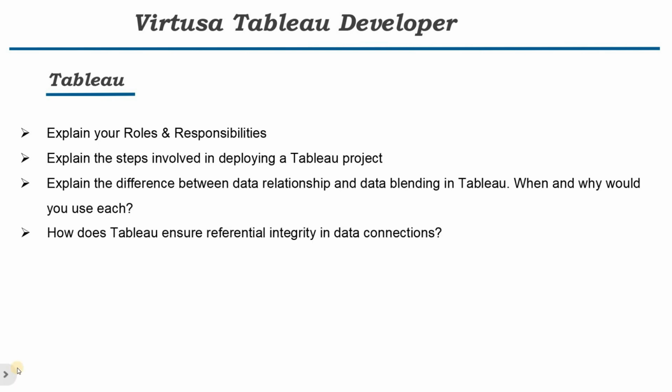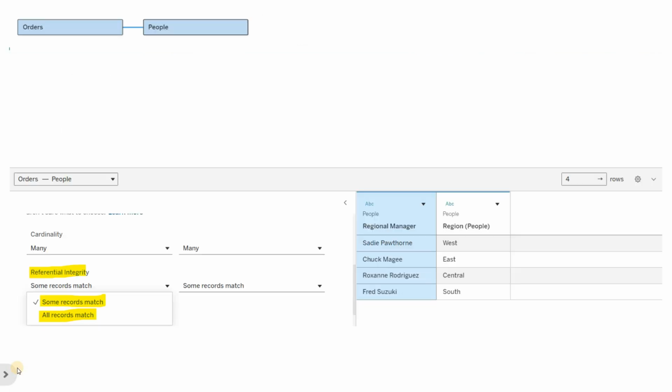Next question is, how does Tableau ensure referential integrity in data connections? First, we should know what referential integrity is. Referential integrity means a row in a table will always have a matching row in another table. In Tableau, we can enable referential integrity at the relationship level. There are two types of referential integrity we can enable here. One is some records match, the second one is all records match. Some records match means we don't know if there is referential integrity between these tables or not. All records match means there is referential integrity between these two tables. So if you are aware that table one will always have a match with table two, then go with all records match, and if you are not aware, then go with some records match.